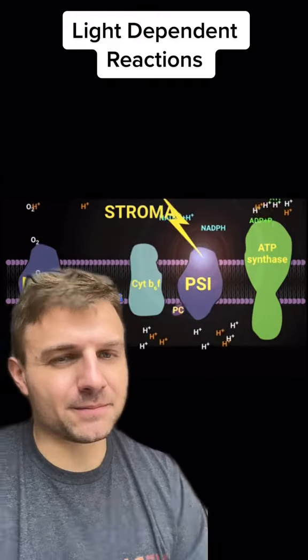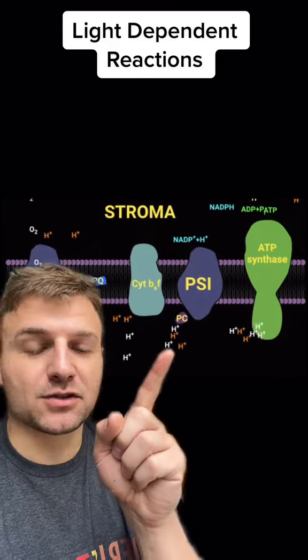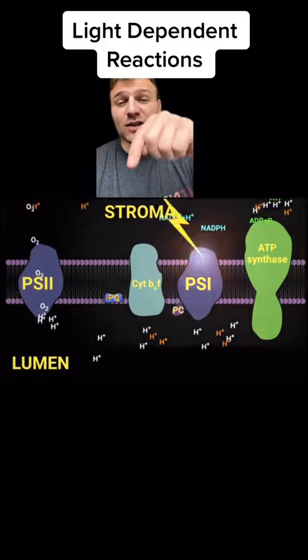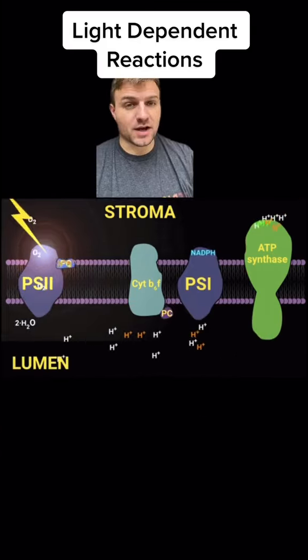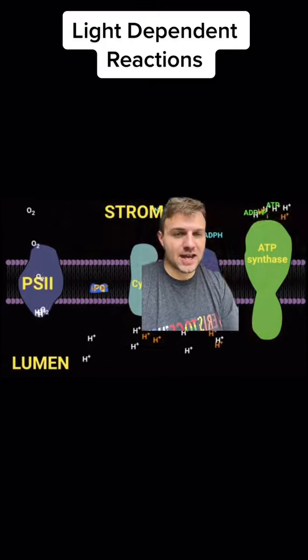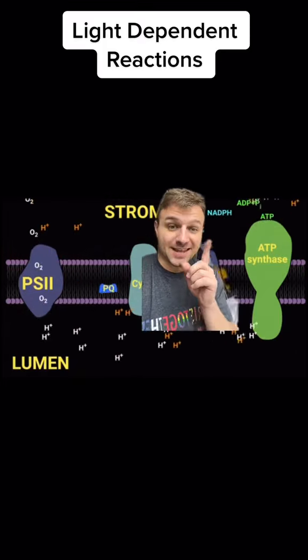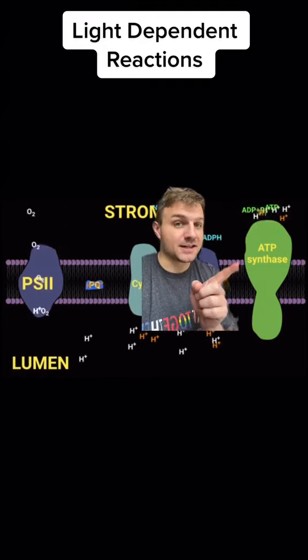We're not done yet. One of the main goals for the light-dependent reactions is to create this high concentration of hydrogen ions in the lumen and a low concentration of hydrogen ions in the stroma. What's going to happen is that these hydrogen ions are going to want to even that concentration out. Basically, that means they're going to move through this enzyme called ATP synthase. And like the name implies, ATP synthase is going to make ATP.